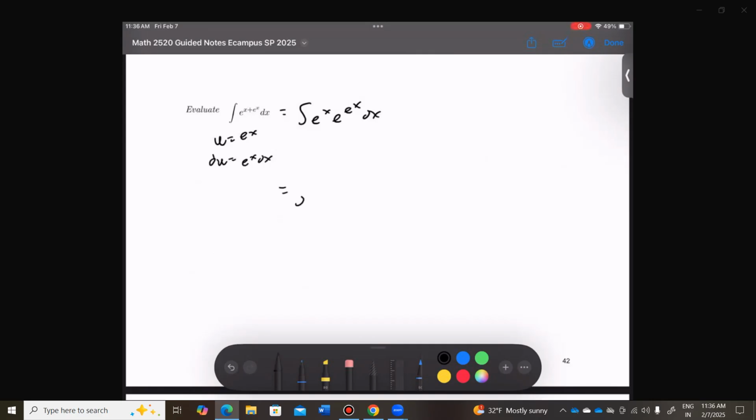And so we can simplify this as this e to the x dx is du. And so that would be e to the u du. When we integrate this, we get e to the u plus c. And e to the u is e to the x, so e to the e to the x plus c. Very unique one.